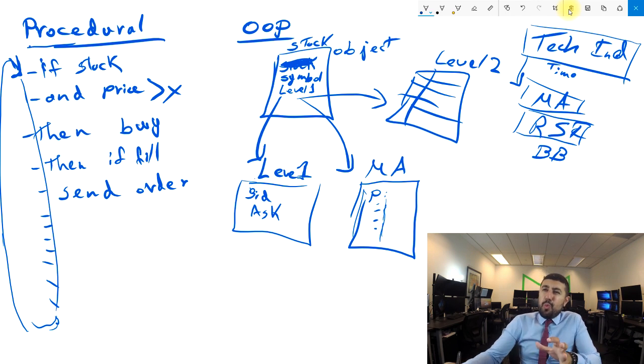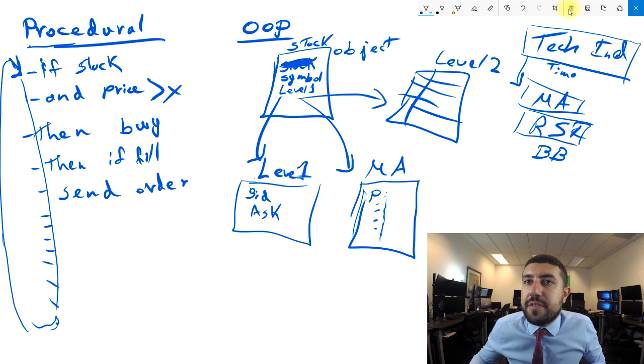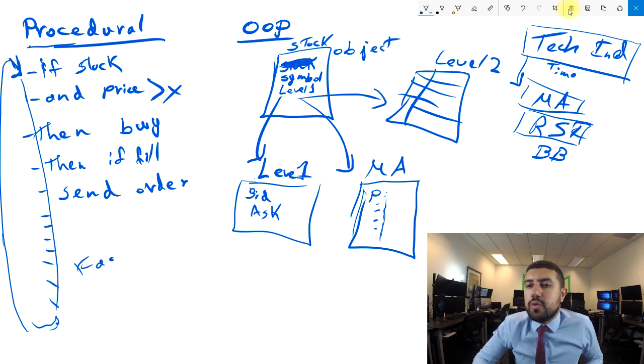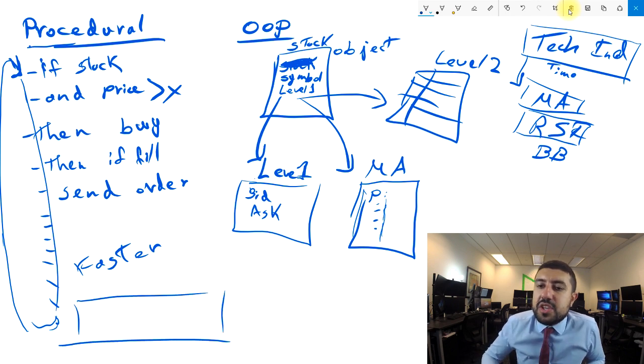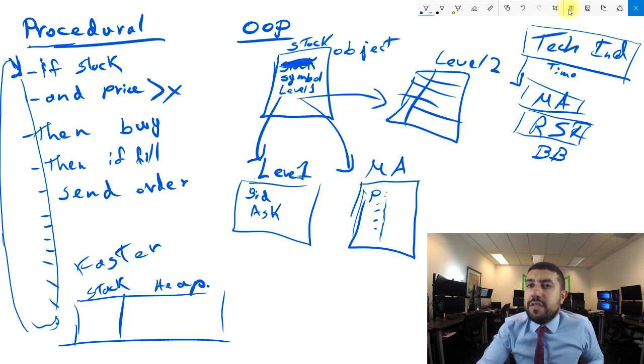So why would we choose one or the other? Which one is better? They're different. Procedural programming is going to be faster, right? And why is it faster? Because it's all within the same piece of memory. You have your stack, you have your heap, and all of these lines of code are all within your memory, all in the same block.